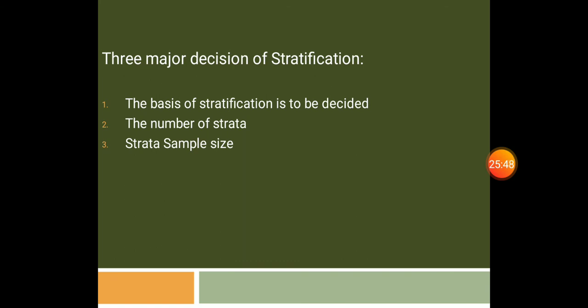But for example, if we need to study whether there is any difference in lockdown strategies in various districts in Kerala, in that case, what is the number of strata? All the districts, 14 districts are there. So each district is considered as one stratum. Understood? So that number needs to be known when we do the stratification. Third, the strata sample size. What is the exact number of sample size to be selected from each stratum? That also needs to be known.